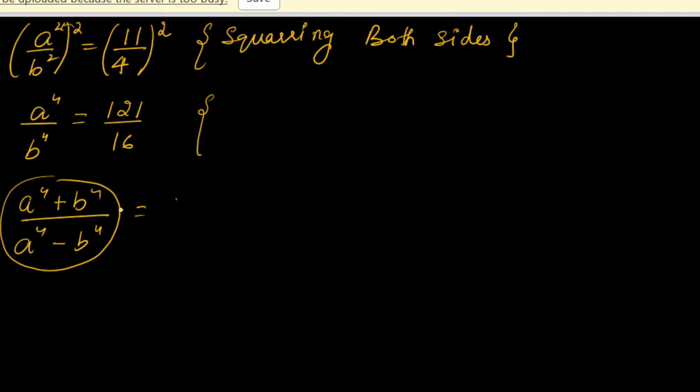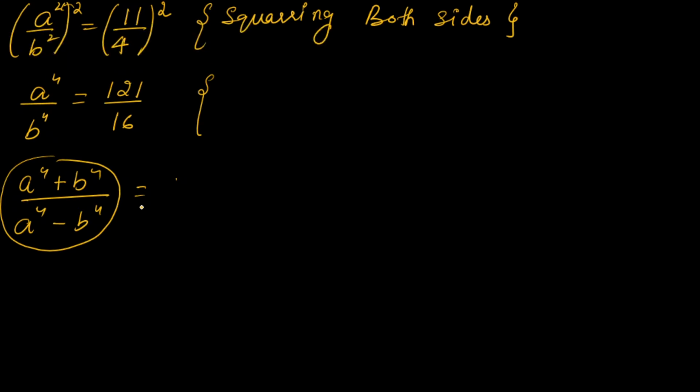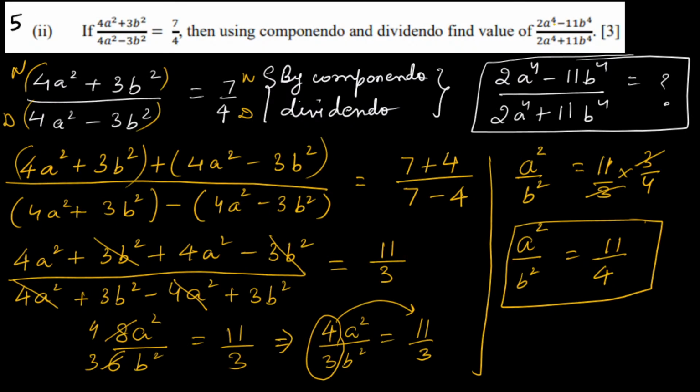Invertendo, invertendo. If you apply invertendo here also, you will get a to the power 4 minus b to the power 4 by a to the power 4 plus b to the power 4. Anyhow, I don't need this value. I need this value: 2 into a to the power 4. Multiply both sides by 2 by 11.